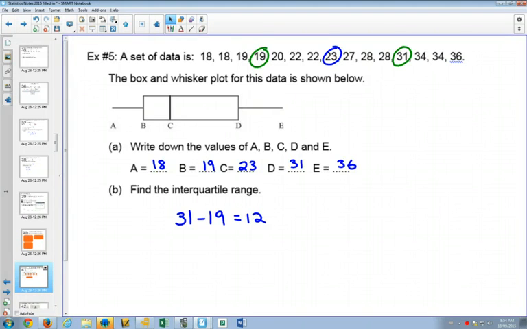So this would be a good example of what you might expect on a non-calculator part of your exam using box and whisker plots.